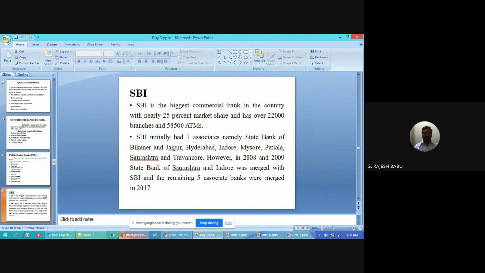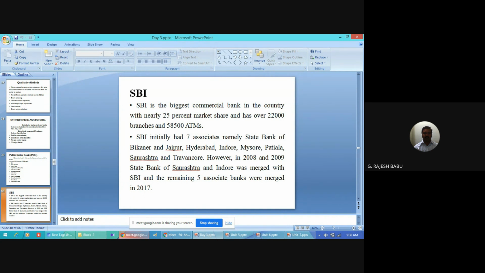Okay, next one, SBI. SBI is the biggest commercial bank in the country with nearly 25% market share and has over 22,000 branches and 58,500 ATMs. SBI came into being on 1st July 1955 when the State Bank of India Act 1955 was passed, taking over the assets and liabilities of the Imperial Bank of India.